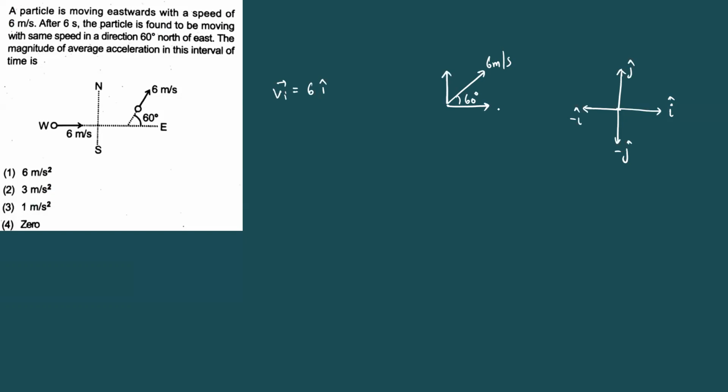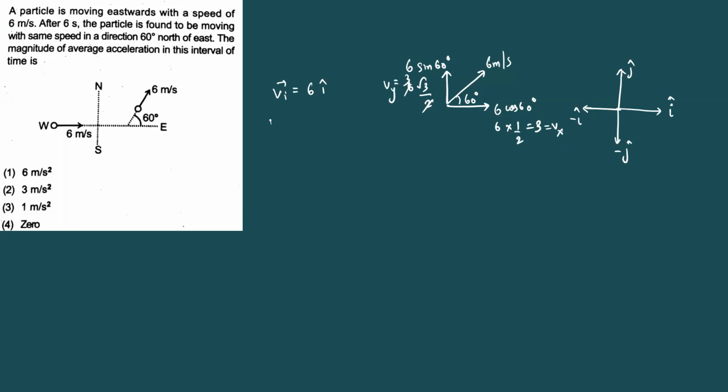So how much is the x component? 6 cos 60 degrees. Cos 60 is nothing but half, so this is 3. And the vertical component is 6 sin 60 degrees, and sin 60 degrees is root 3 by 2. So 2 3s are 6, so finally the y component is 3 root 3. This is the x component of the final velocity and this is the y component of the final velocity.